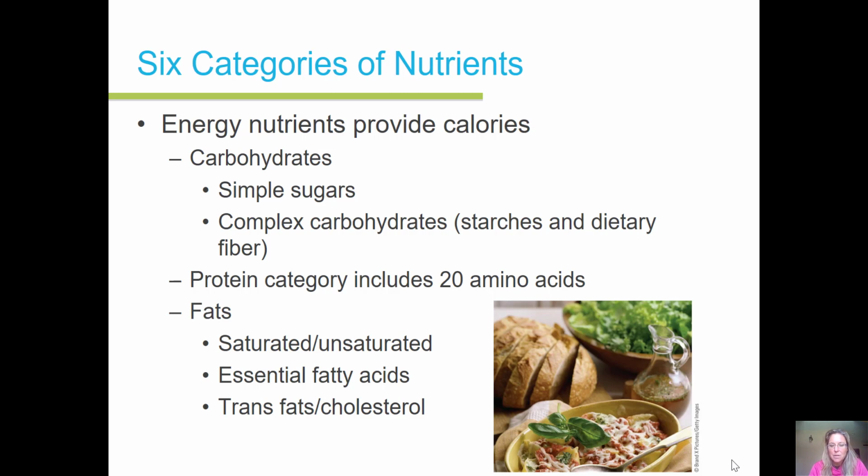Carbohydrates and protein both contain 4 calories per gram, and fat contains 9. We're going to talk more at length over the course of this semester on these different macronutrients, but today just a quick definition. When we look at carbohydrates, you have 2 different types. You have your simple sugars and your complex.